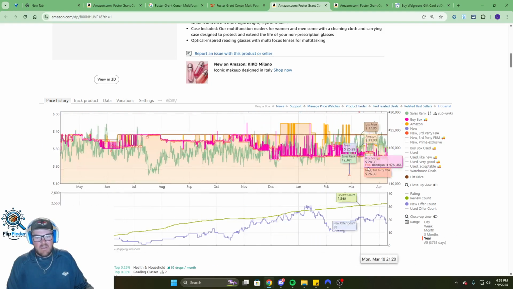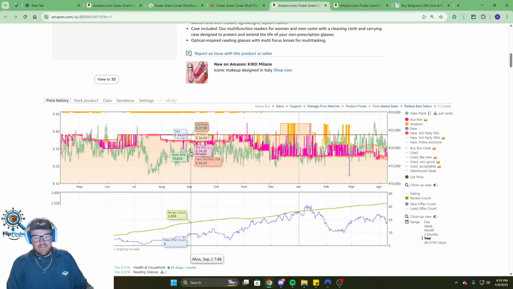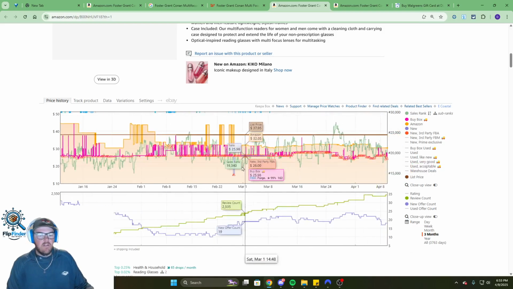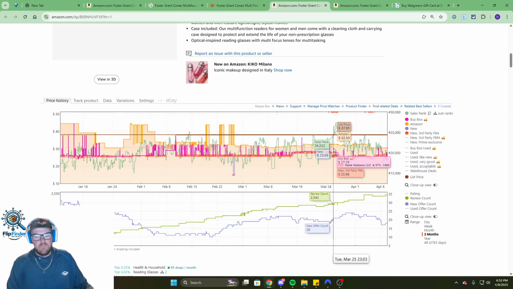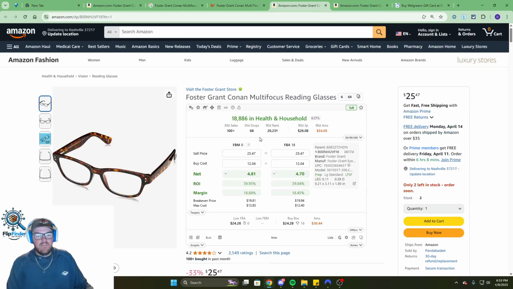And even if we back out to the year here, Amazon's been fairly happy and playing nice on this listing for most of the last year. So I would not at all be scared to sell alongside of them as long as you're below their price point, which is still very profitable on a listing like this.